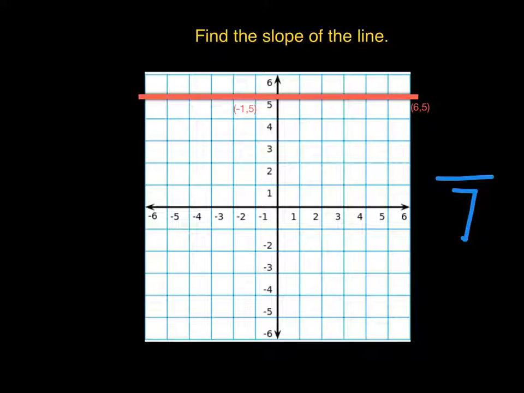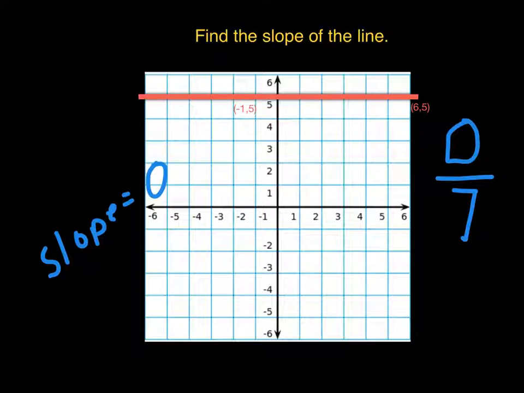Now let's do our rise. Well, I'm on the same line. I'm not going up any and I'm not going down any. So what I'm going to say my rise is 0. So I have 0 over 7 is my slope. This line isn't going up or down any. So we say that the slope is 0.